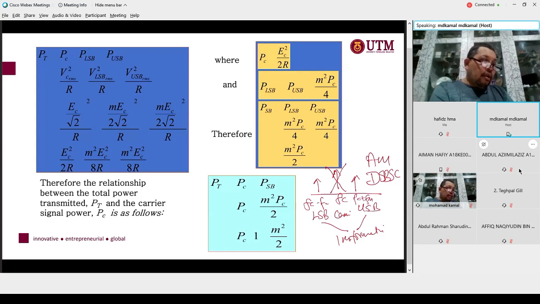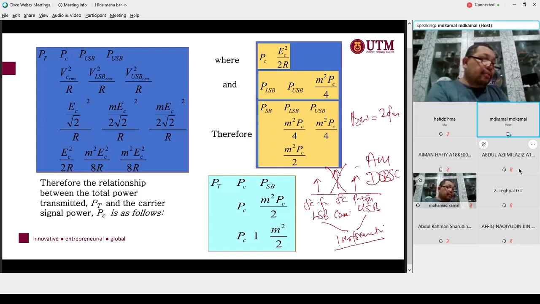So you can save the power. There is no need to have a high power carrier because there is no information, right? Only the sidebands are transmitted here. But the bandwidth is the same. Bandwidth is still equal to 2 FM. No difference whether you are transmitting full AM or double sideband suppressed carrier.